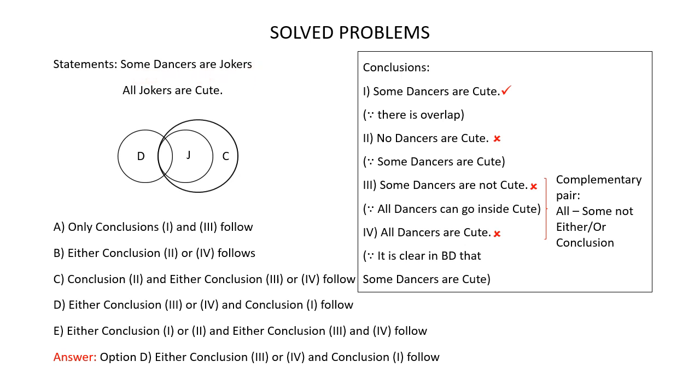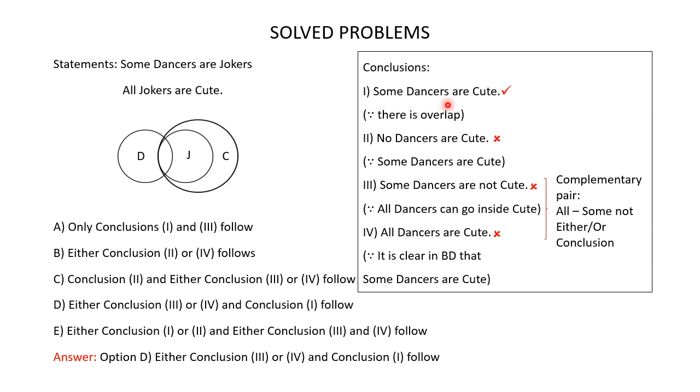Some dancers are jokers. So in the Venn diagram, there has to be a partial overlap between dancers and jokers. All jokers are cute. So in the Venn diagram, all jokers should be inside cute. Now this is the basic Venn diagram for the given statements. Now based on this Venn diagram, let's find out which of the given conclusions follow.